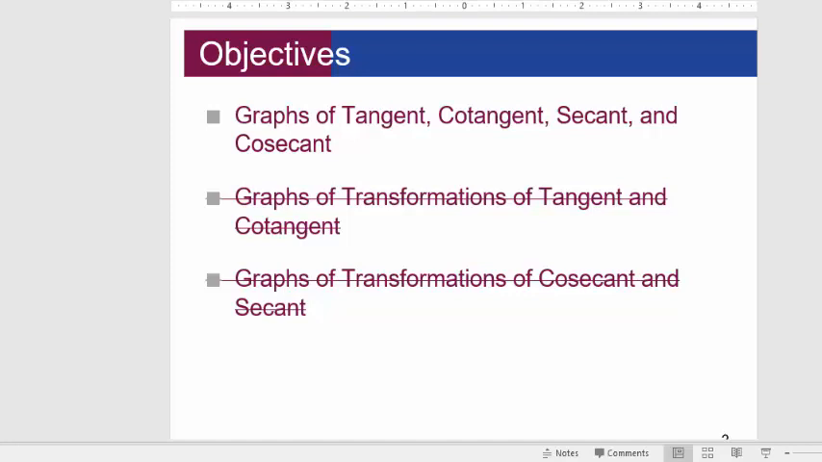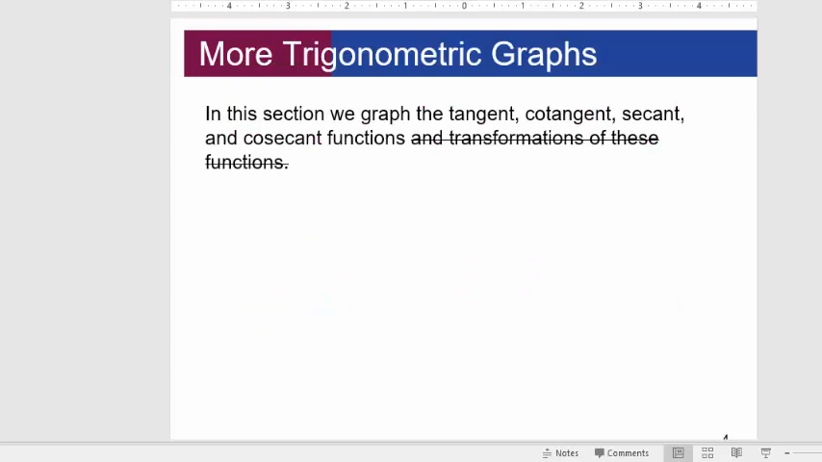Now the difference is I've crossed out the transformation objectives because we're not looking at the transformations of the tangent, cotangent, cosecant, and secant. Realistically, the only graph that's super important here is the tangent graph, knowing what that looks like. Cotangent, secant and cosecant, you should know the basic graphs and how to get them from their reciprocals, but by far the most important one here to look at is the tangent graph. Okay, so we're just basically going to graph the tangent, cotangent, secant, and cosecant functions, and that's it. We're not going to do transformations.